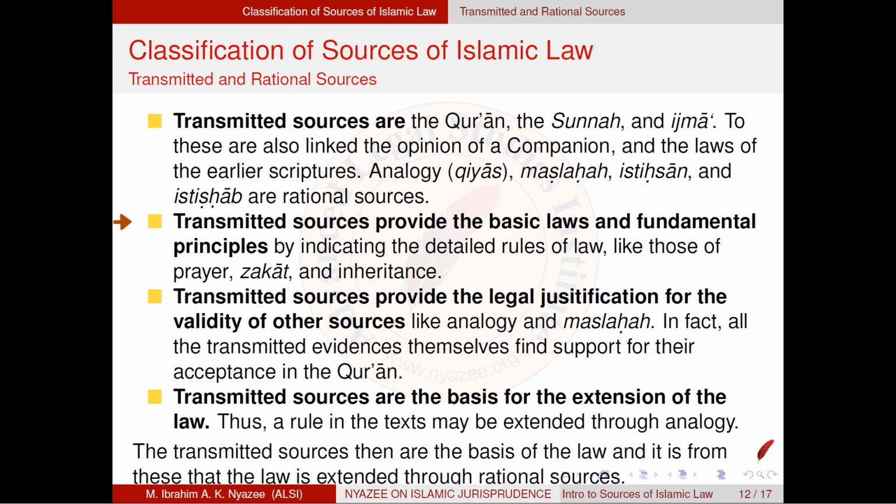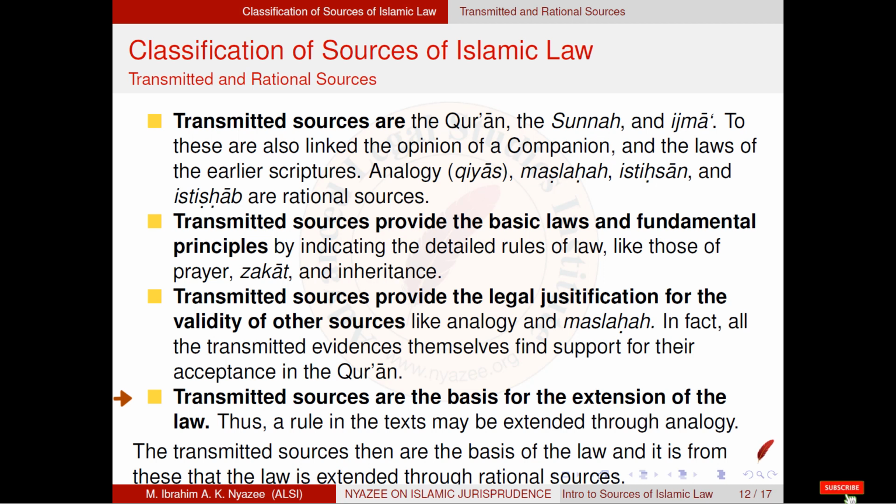Transmitted sources provide the basic laws and fundamental principles by indicating the detailed rules of law, like those of prayer, zakat, and inheritance. It is the detailed rules of law that indicate the fundamental principles as well. Transmitted sources provide the legal justification for the validity of other sources like analogy and maslaha. In fact, all the transmitted evidences themselves find support for their acceptance in the Quran. Transmitted sources are the basis for the extension of the law. Thus, a rule in the texts may be extended through analogy. However, a rule based on istihsan, qiyas, or maslaha cannot be extended further.